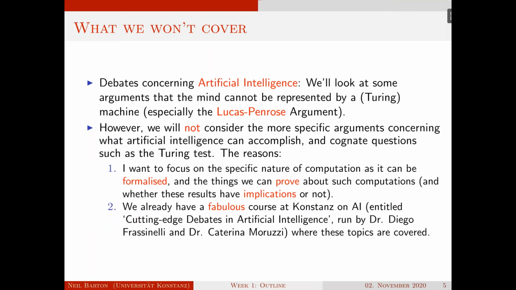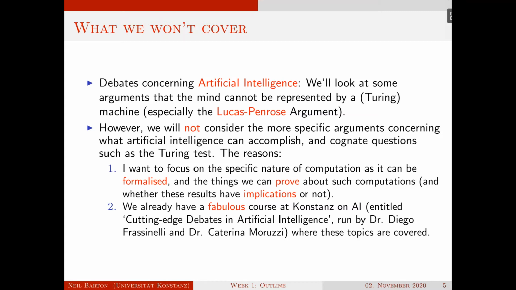Now, given the course outline I've just presented, I thought I should mention some things. Well, one particular thing we won't cover. There's plenty that the course can't cover. Work on computation is pretty broad. But something in particular that we're not going to cover, especially where the focus of the course is limitations of computation, is debates concerning artificial intelligence.